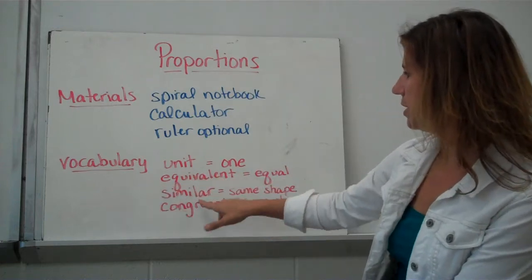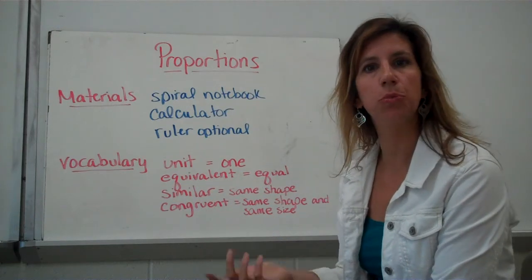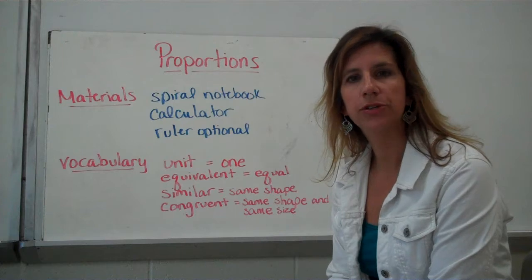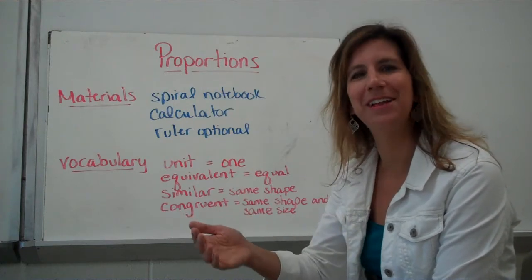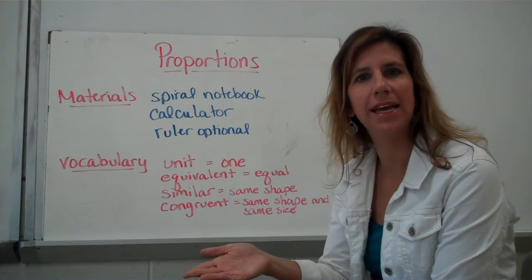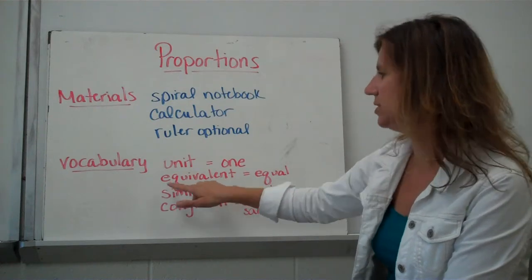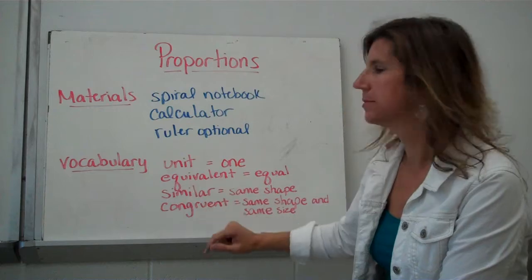All right, vocabulary you're going to need. There's 4 words here. Unit means 1. If you are working in a factory, you would have 1 unit. You would have a unit. It means you have 1 unit. You have 1 case of something. Equivalent. You see the word equal in there?